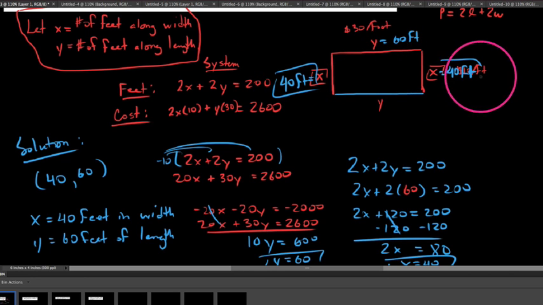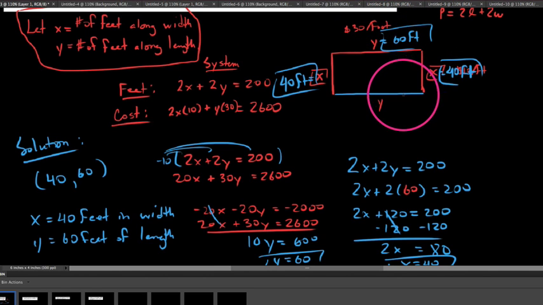We get 40 plus 40 is 80, and 80 plus the 60 here is 140. If we were to add on another 60 for this side, then the perimeter truly would be 200. And if we were to actually do this, take 40 times $10 per foot, plus another 40 times $10 per foot, plus 60 times $30 per foot, we would indeed get 2,600.